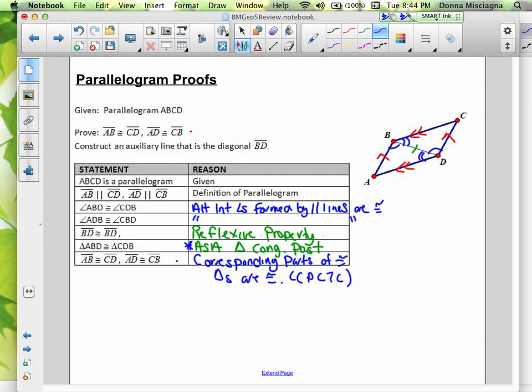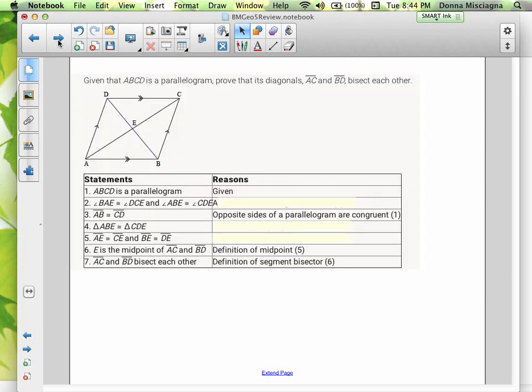All of those parts of those triangles are congruent. All right, so when we've done several proofs like this, I hope this one made lots of sense for you. All right, so now let's take a look at one more proof.